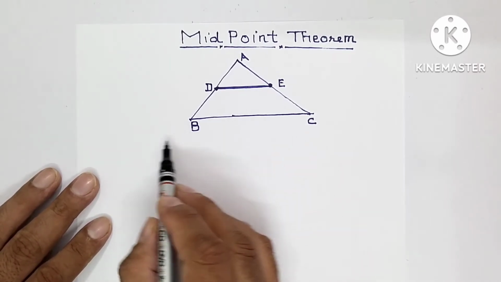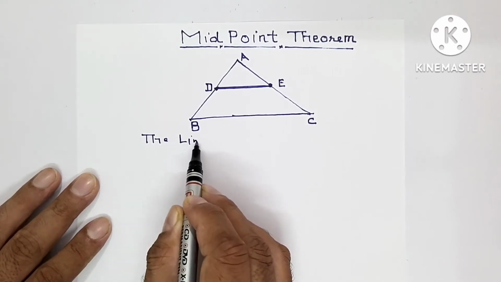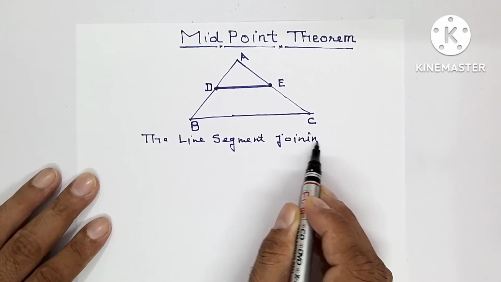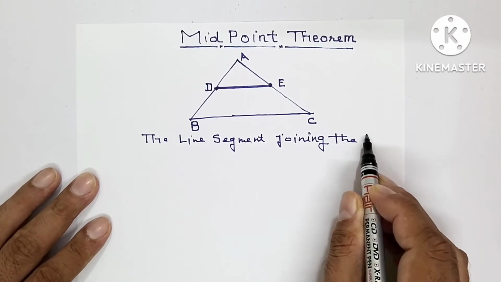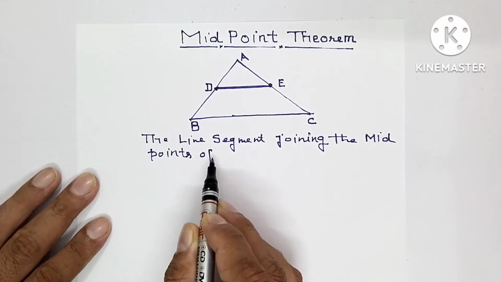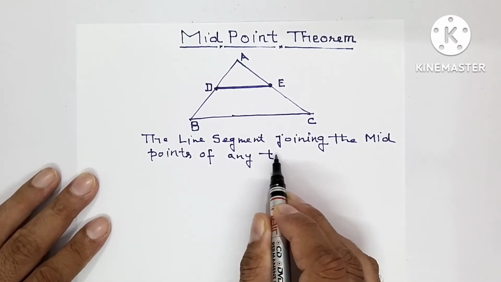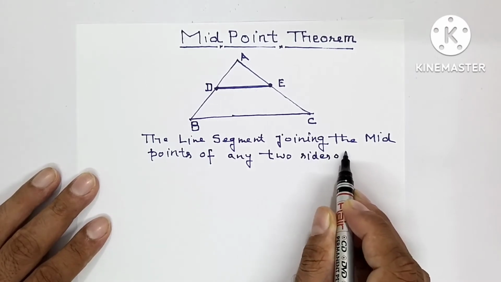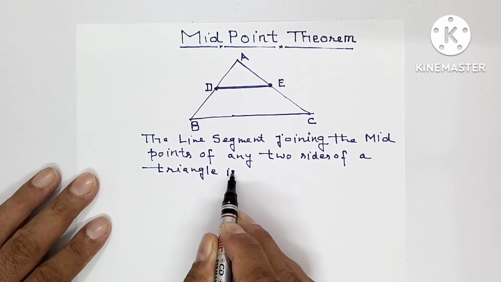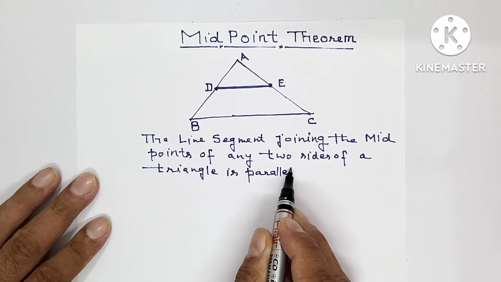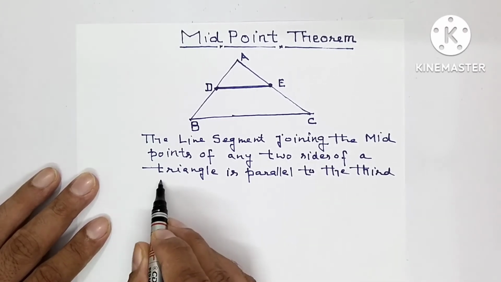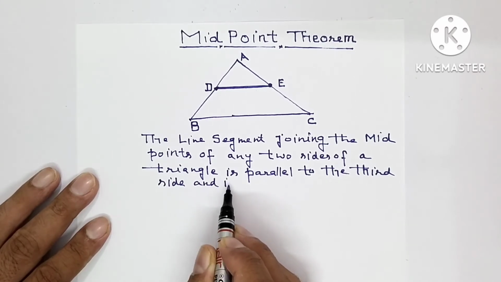So what the midpoint theorem states: the line segment joining the midpoints of any two sides of a triangle is parallel to the third side, and is half of it.